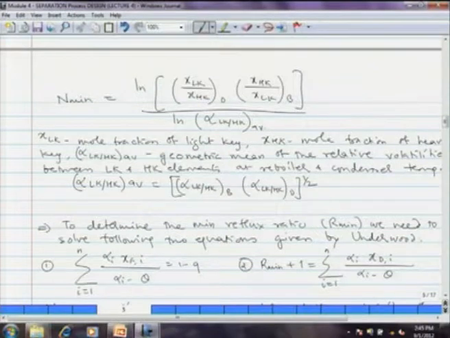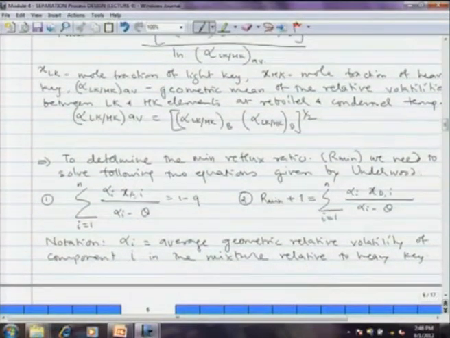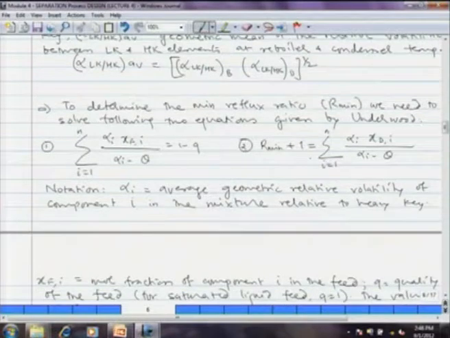Okay. So, usually the volatility is not algebraically averaged, but it is the geometric mean that is taken, that is alpha Lk average is alpha Lk at bottoms, that is the relative volatility between light key and heavy key components in the bottoms at the highest temperature, and alpha Lk at distillate, that is the relative volatility at the distillate, which is the lowest temperature in the column, raised to the power half. This is the geometric mean of the two volatilities. After we have determined the minimum number of stages, then we have to determine the minimum reflux ratio.